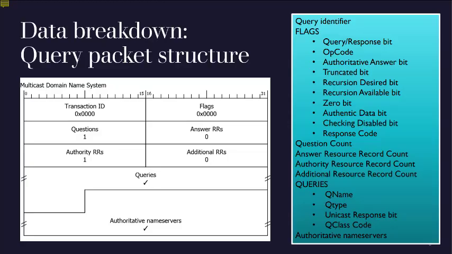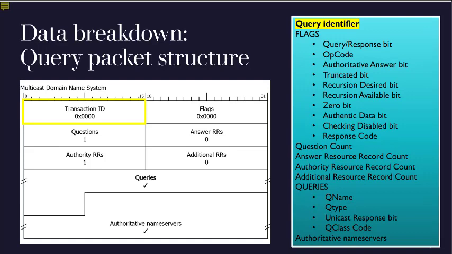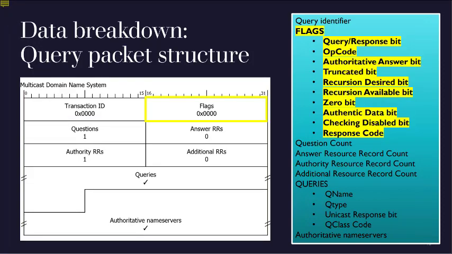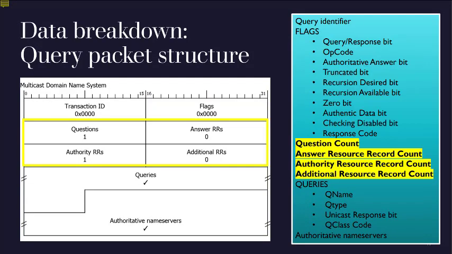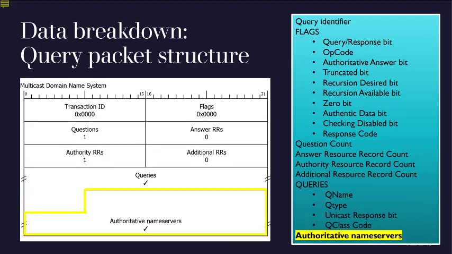And here is just an example of the query packet structure. Multicast DNS packet structure follows the same format as a unicast DNS query packet, with the exception of the query's subfields. So you have the transaction ID, the various flags, the count, what I call the count section. This is where you actually see the number of records that the packet has, or you should be expecting to see. And then you have the queries section, and then you have the authoritative name server section.